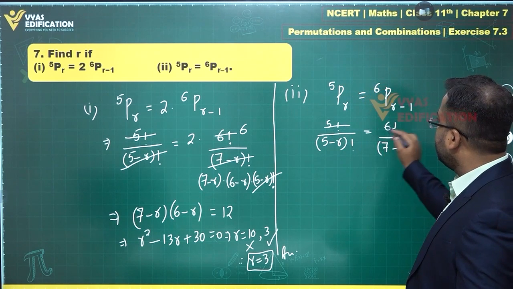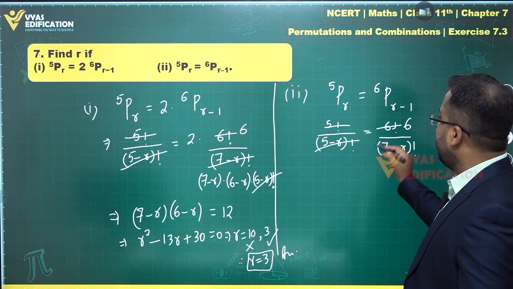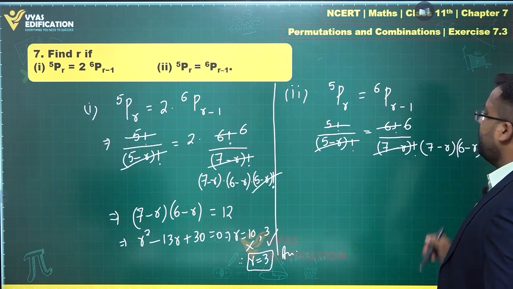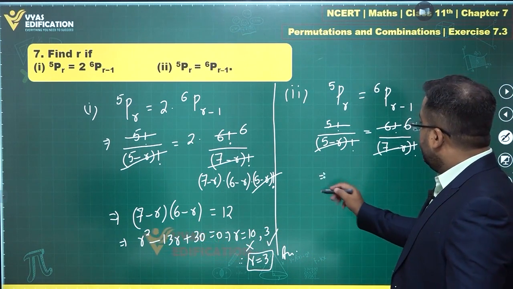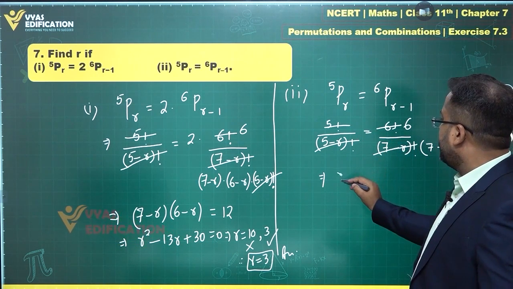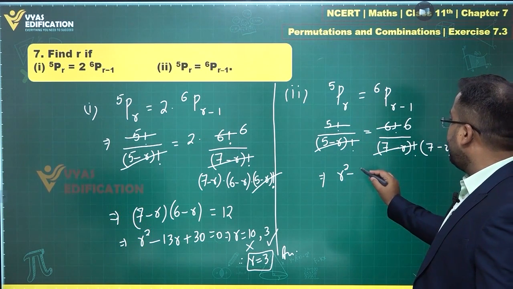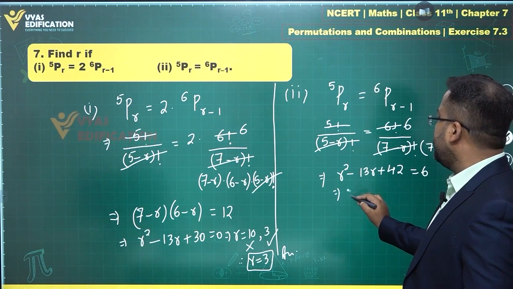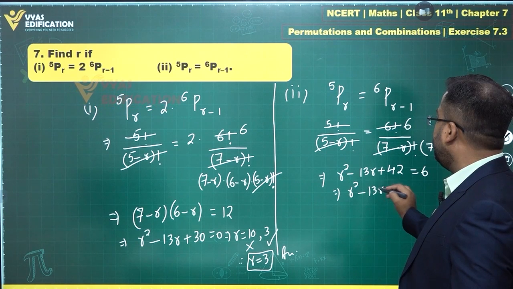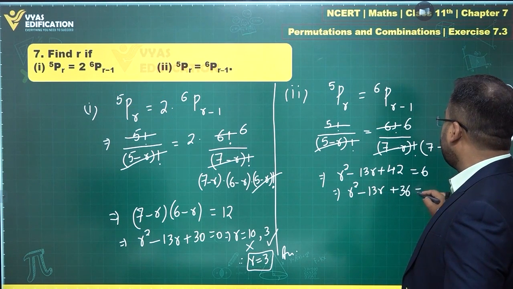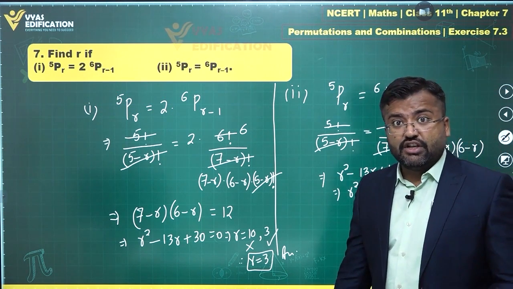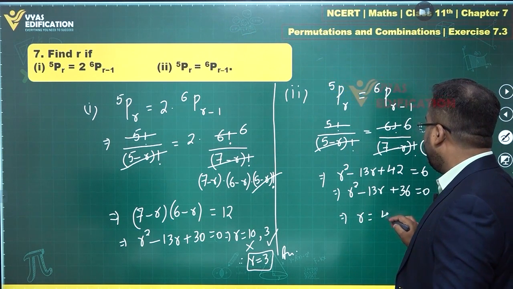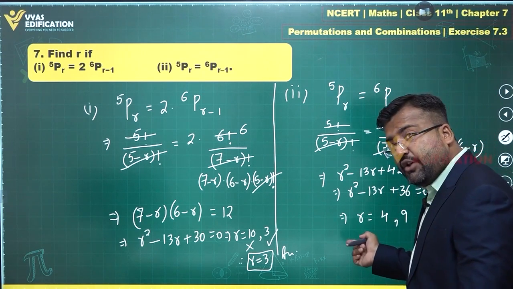In a similar manner, as we saw over there, this is 6 and this will give me 7 minus r times 6 minus r in the denominator, right? In the LHS, both of these products will be r square minus 13r plus 42, which is equal to 6. So this becomes r square minus 13r plus 36 is equal to 0. Solving this, you can factorize this. Yes, 36 is actually 9 times 4. So r will be equal to 4 or 9 as per this equation.